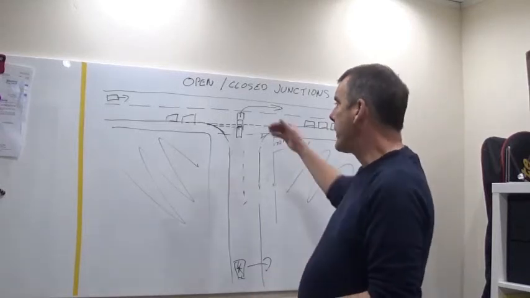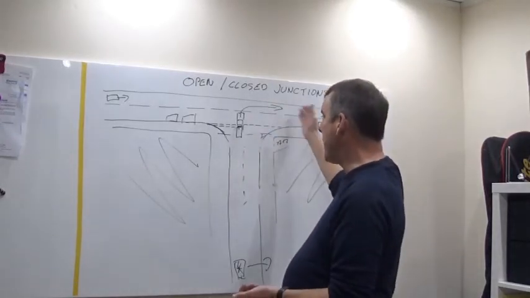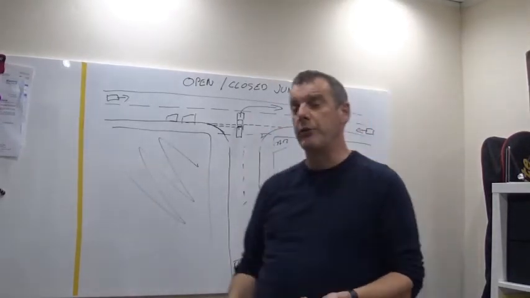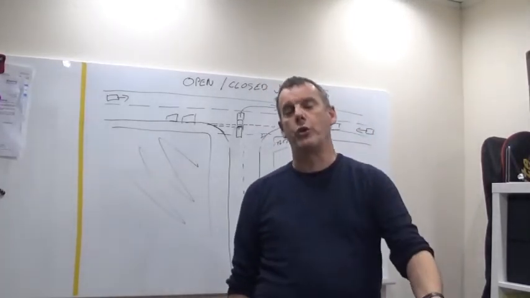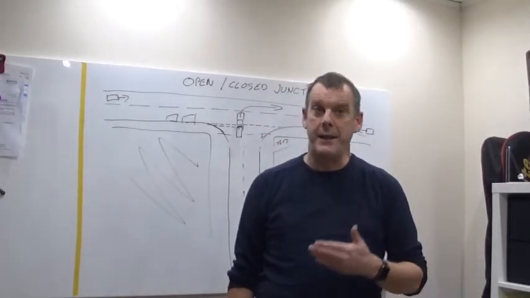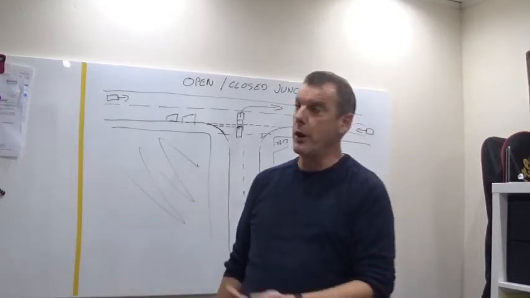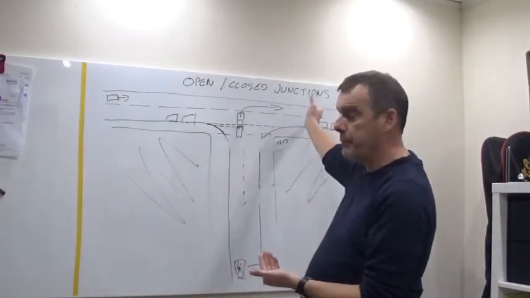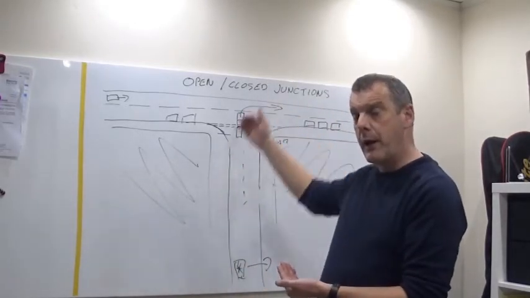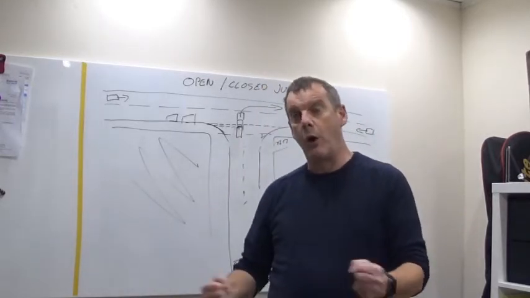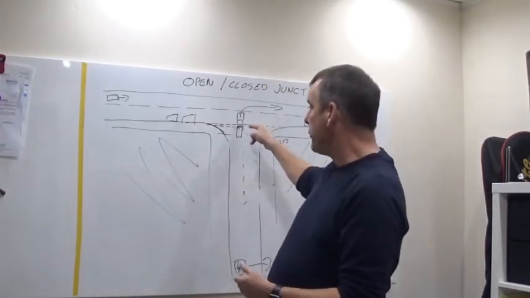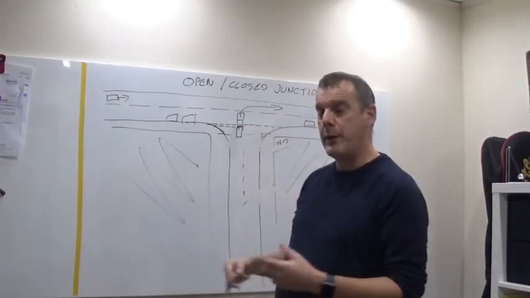A good rule of thumb with your decision making, when you're coming out and turning right, is to think of yourself as a pedestrian. Have I got time to safely walk across the road? If the answer is yes, I can walk across the road, then generally you'll probably find you'll have enough time to come out and drive out. If you haven't got time to walk across the road and you've got to run or hurry, then chances are the decision you want to make is to wait and not come out.